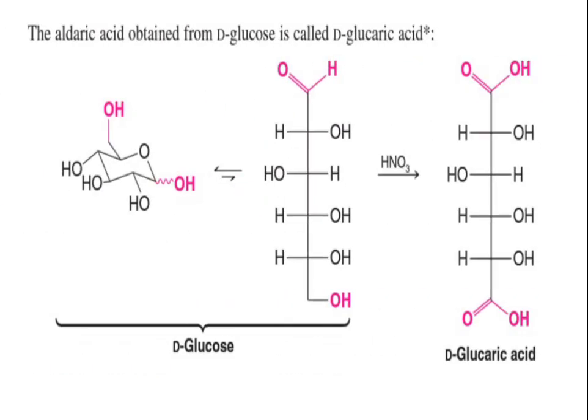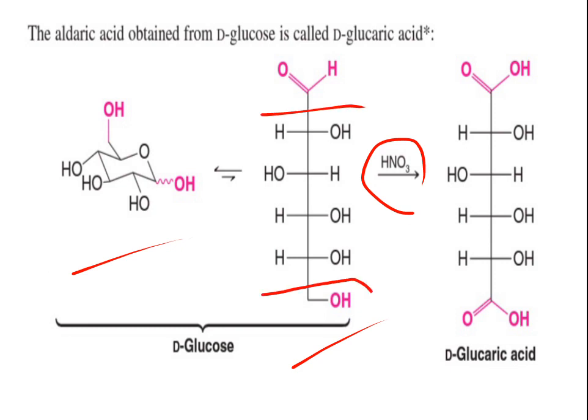The aldaric acid obtained from D-glucose is called D-glucaric acid. So this is the structure of your D-glucose. This is the open chain structure, and if you treat it with nitric acid, this one will be oxidized. Similarly, this one will also be oxidized, and you will get D-glucaric acid.